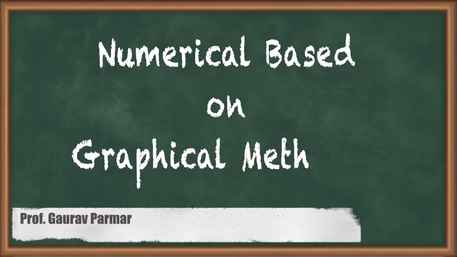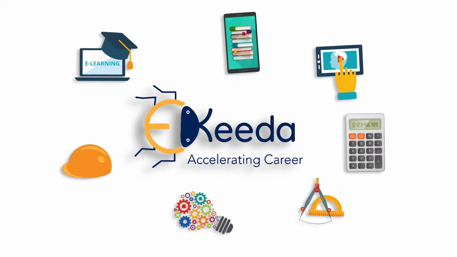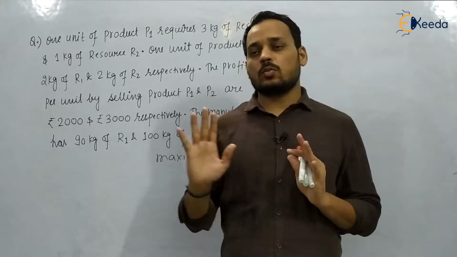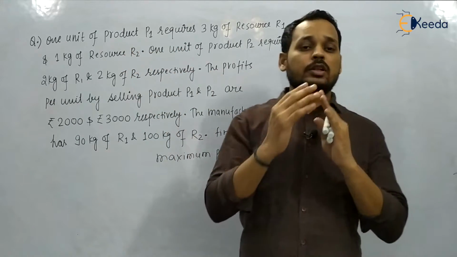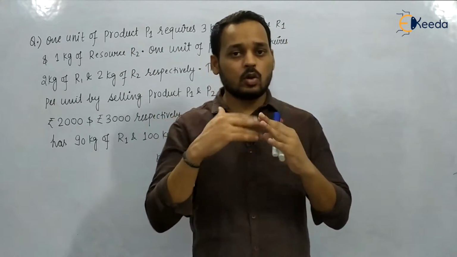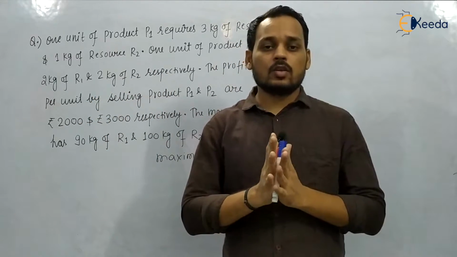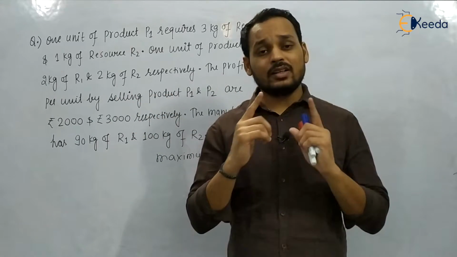Hello friends, in this lecture we will solve a different kind of graphical method problem. This type of question has been asked in GATE examinations. In the graphical method you normally get the objective function, the constraints and the non-negative restrictions, but here only statements are written. By reading these statements we will try to form the objective function and constraints.